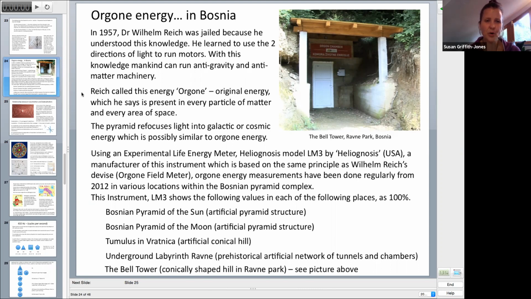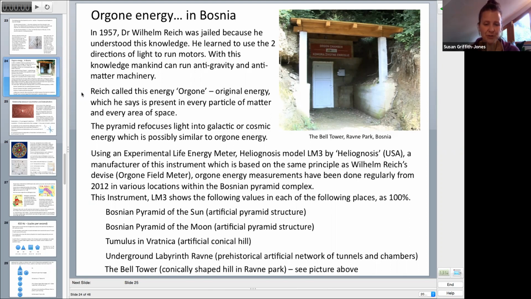Reich calls this energy orgone, original energy, which he says is present in every particle of matter and every area of space. And it's the pyramid that refocuses light into galactic or cosmic energy, which is possibly similar to this orgone energy. So using an experimental life energy meter called the Helionosis model LM3 by the company Helionosis in the USA, who's a manufacturer of this instrument, which is based on the same principle as William Reich's device, which is the orgone field meter, orgone energy measurements have been done regularly from 2012 in various locations within the Bosnian Pyramid complex. This instrument, the LM3, shows the following values in each of the following places as 100%.